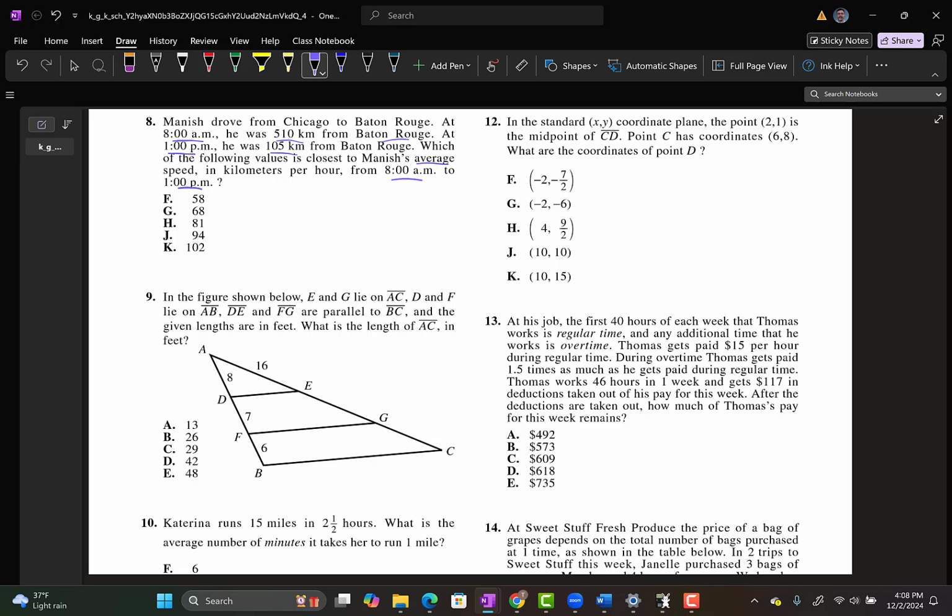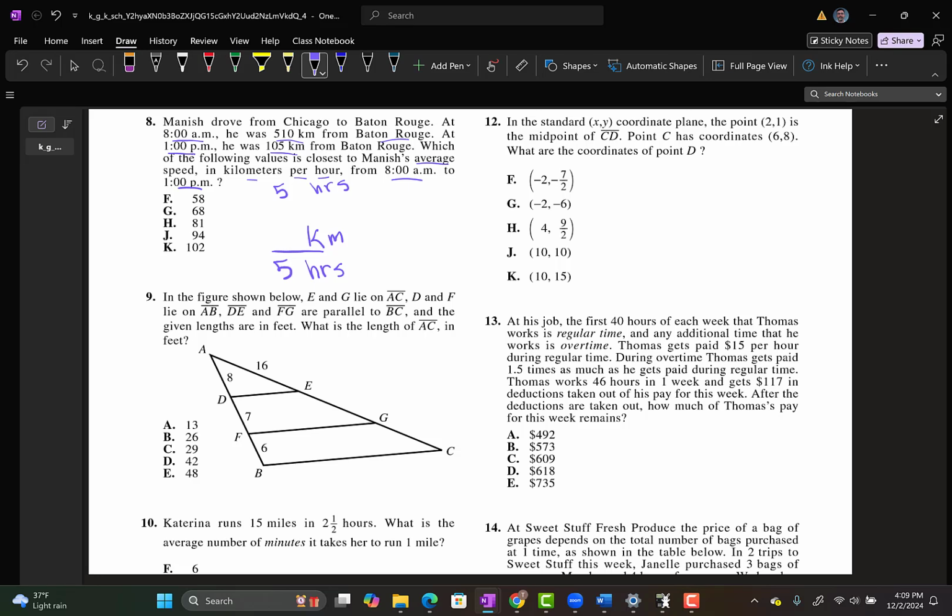to 1 p.m.? So first off, that is a span of 5 hours we're talking about in this problem, from 8 a.m. to 1 p.m. So the question is, I'm going to write this as a ratio. In 5 hours, how many kilometers did he go? Because again, that's what they want. They want kilometers per hour.